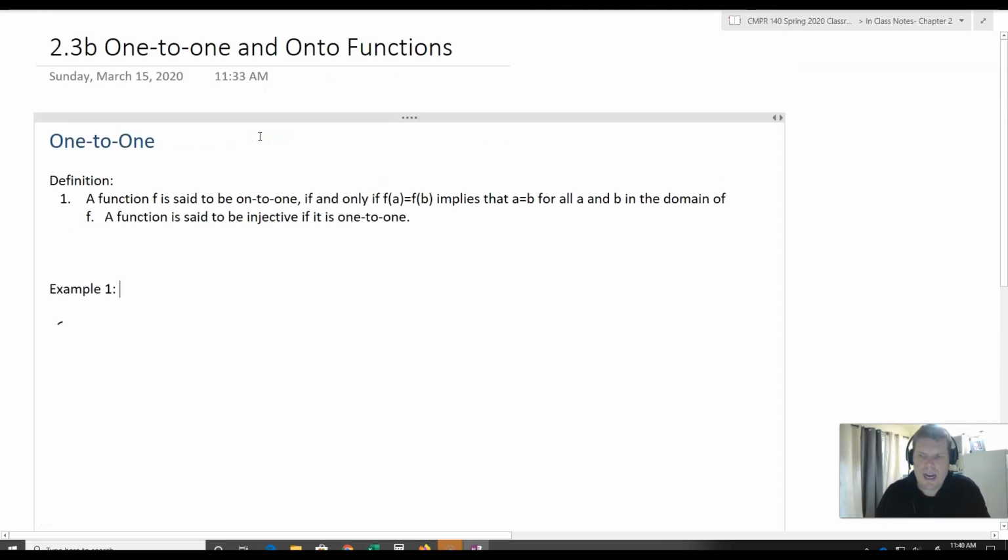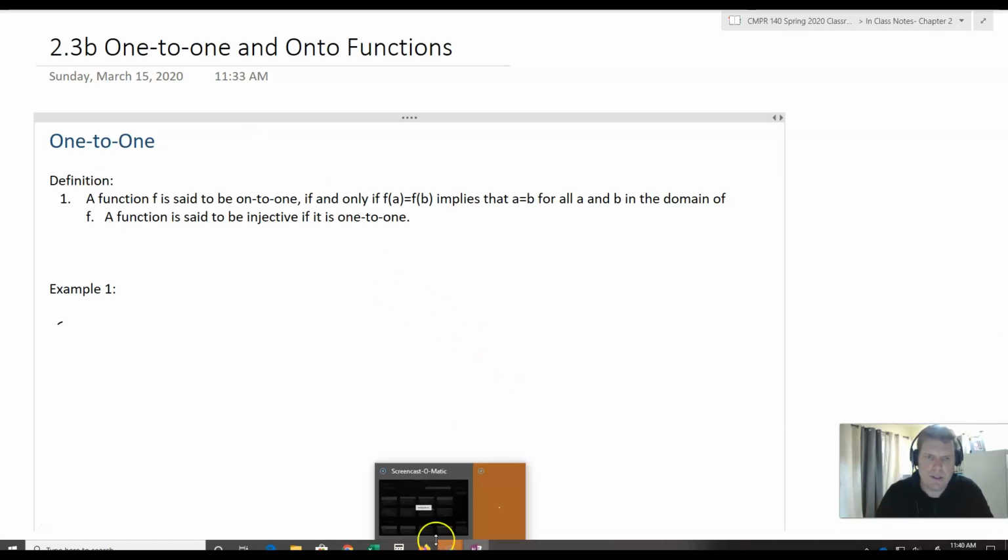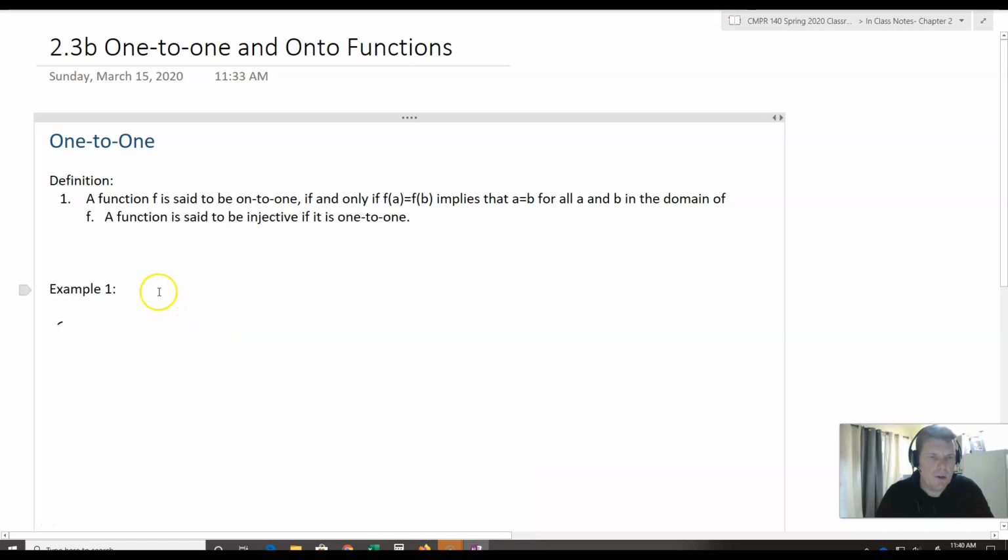So what we're going to be looking at now is one-to-one functions, and this is the first inside of the set of lectures about one-to-one and onto functions. So let's take a look at one-to-one, and we're going to define what one-to-one is, and then we'll give some examples. And then in a later video, I'm going to show how to prove that a function is actually one-to-one.